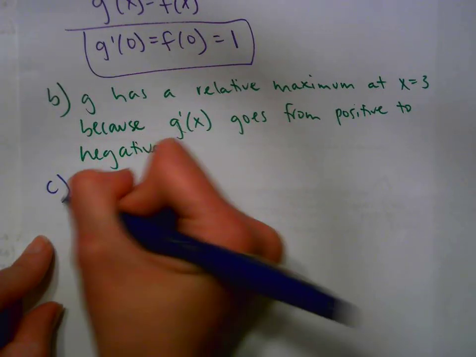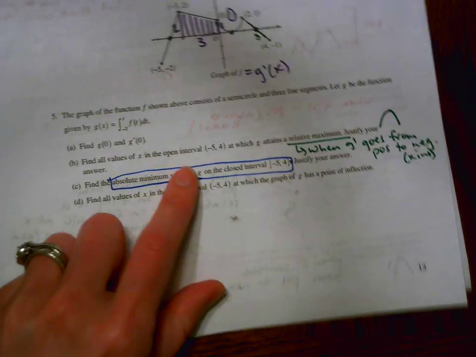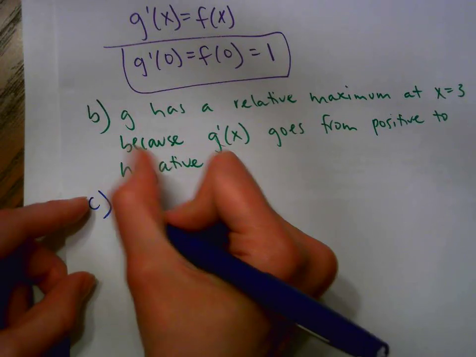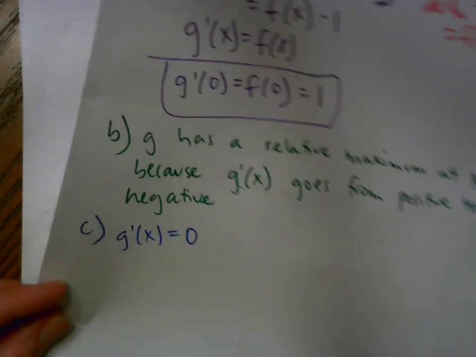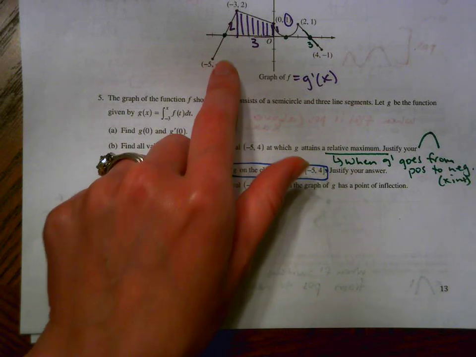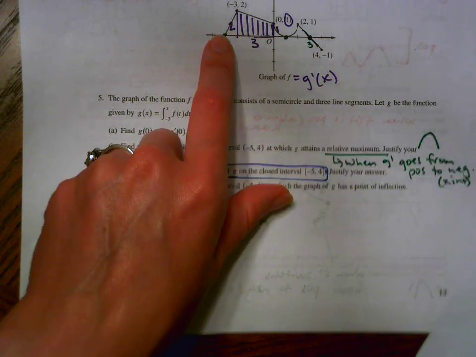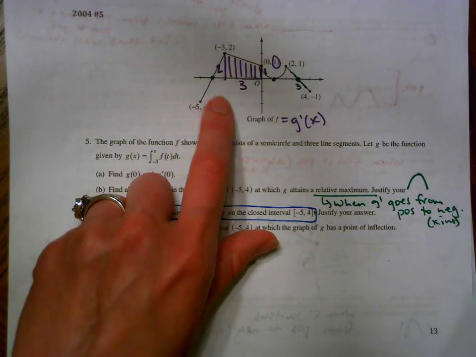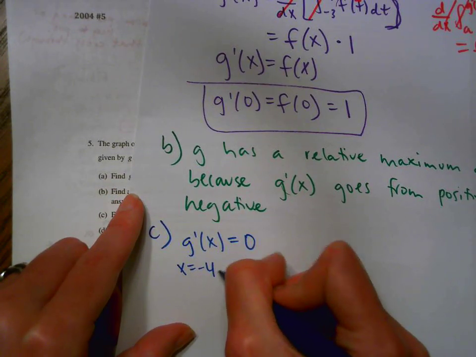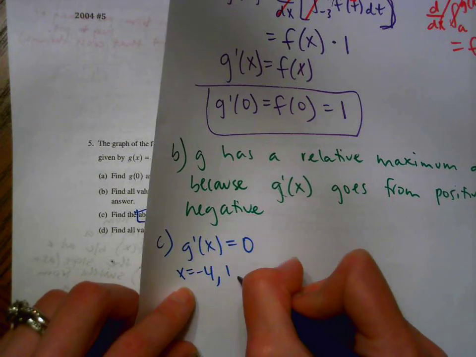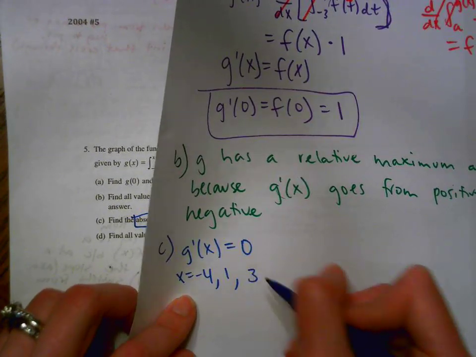Okay, so first we have to determine our critical numbers. Because we're talking about g, we want to know where g prime of x is 0 or undefined, which is not undefined anywhere, so we just care about where it's 0. So these x-intercepts at -4, at 1, and at 3.